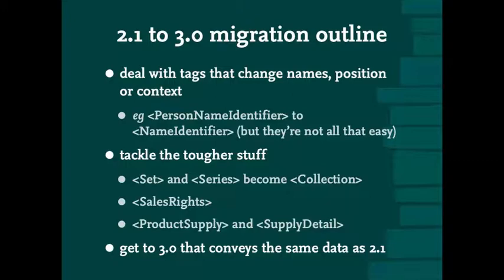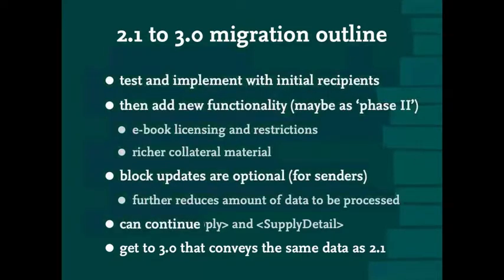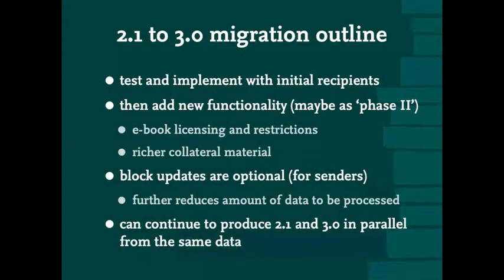These things, the simple stuff and the tough stuff, get you to ONIX 3. But it gets you to ONIX 3 that really just conveys the same data as 2.1. And then you can begin to tackle maybe a phase 2. Once you've implemented ONIX 3 using just the data that used to be in your old 2.1, you can then begin to add new functionality. It might be part of the same project, or it could be a kind of phase 2.